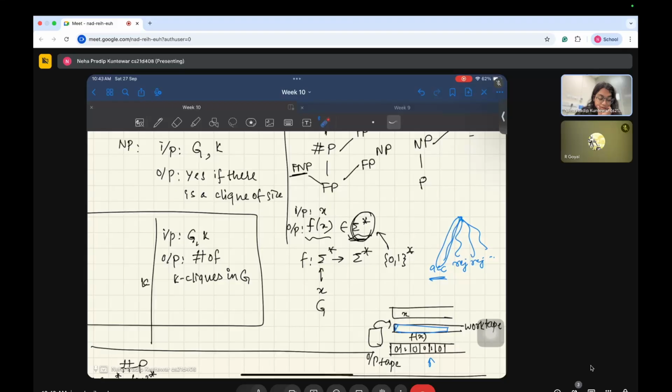But the machine that it is using to do this entire computation and come up with this value need not have k many accepting paths.